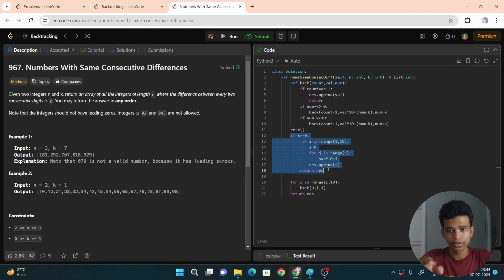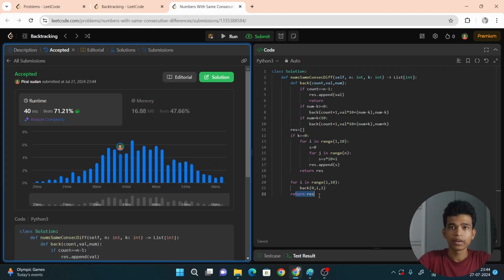Can you understand this? That's why I put these 2 loops and executed it. Fine. Now for i in range of 1 comma n, if k value is not equal to 0, then it comes here, right? And 1 to 10 and backtrack of 0 comma i comma i. Can you understand this? Now the result will be in the resultant list, and I have just written it. Let me submit it. Now I want to tell you something important.